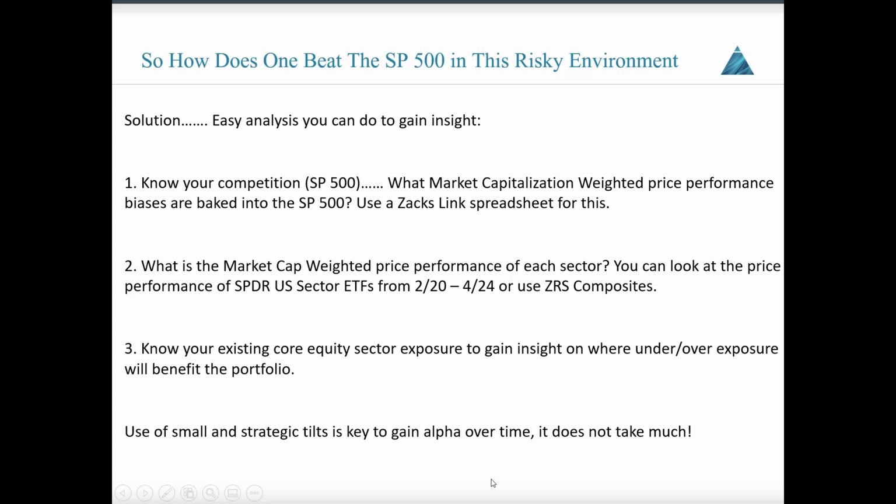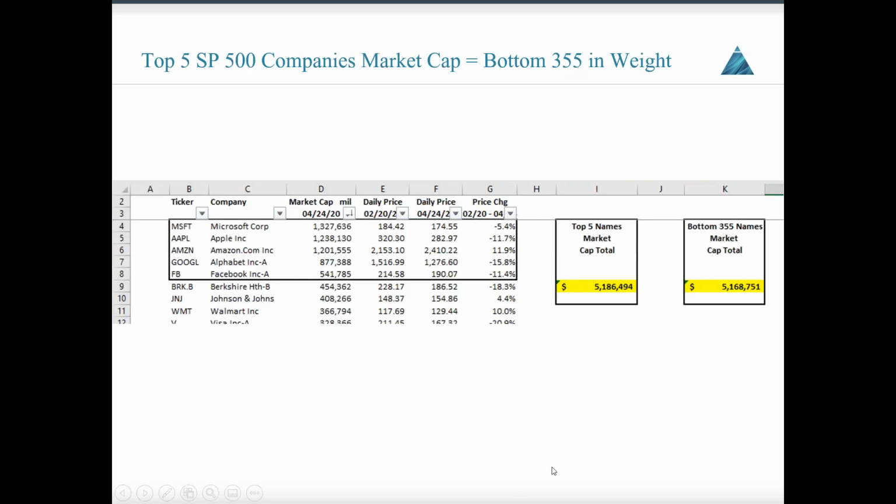The idea with these strategic tilts that we're going to discuss is that we want to gain alpha over time, right? This is a slow process, and it really doesn't take much. Tilts can be made very strategically, very small, and can have a very large impact over time, and that's the idea.